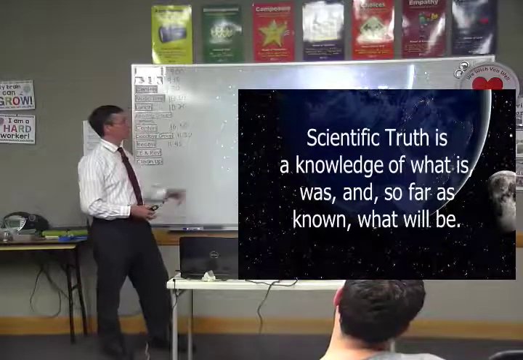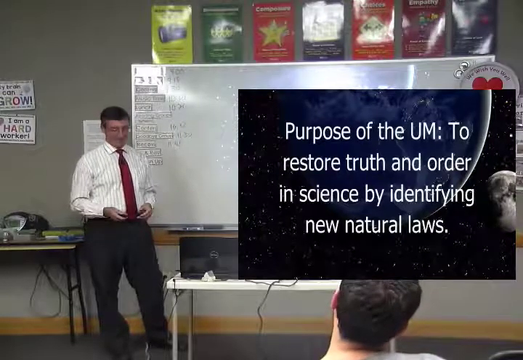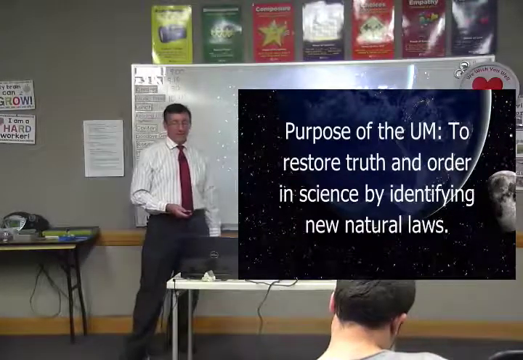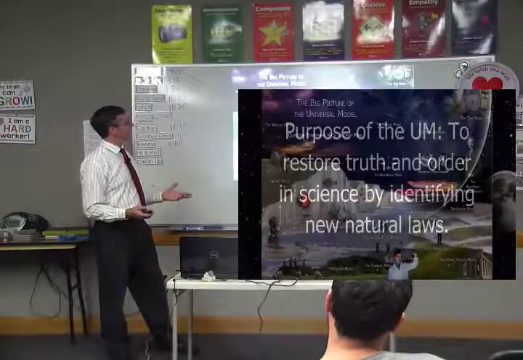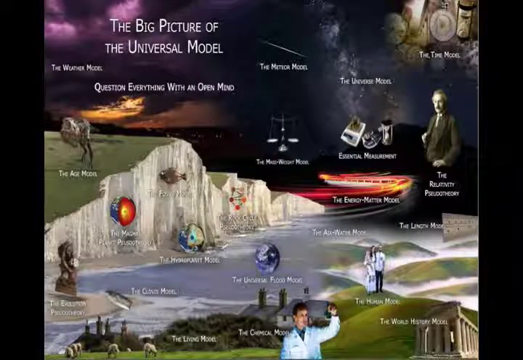So the purpose of the UM is to restore truth and order to science by identifying new natural laws. And natural laws are statements of truth, so it makes it real simple. And so the universal model then has a big picture of science that looks like this. We'll show the big picture of modern science a little later in the presentation, but the big picture of the universal model science has a lot of different components. Some of these, like the age model and the fossil model, are in volume 2, and then the energy model and essential metal measurement and the mass weight model, those are in volume 3.